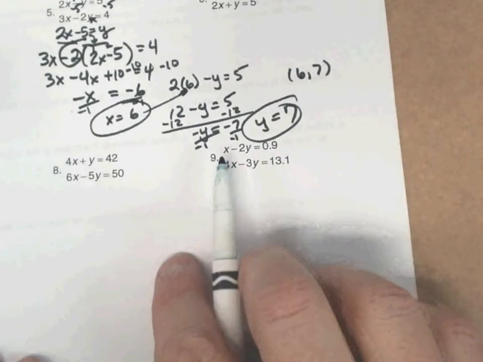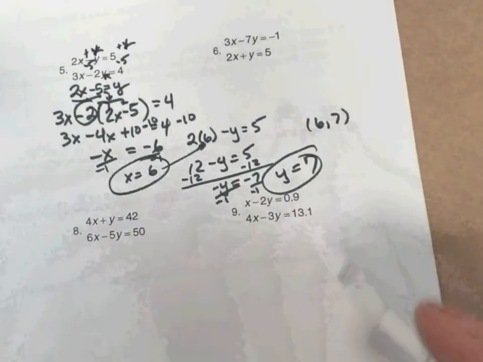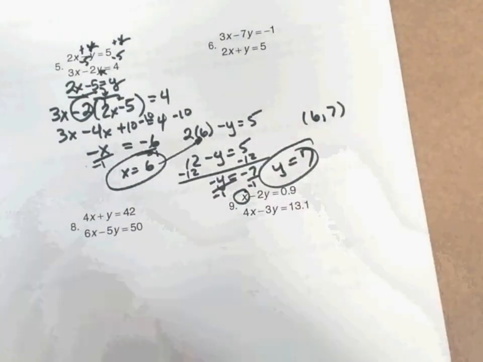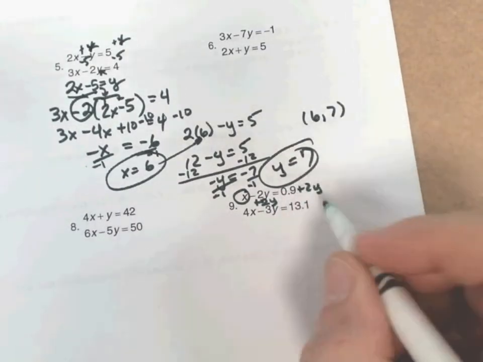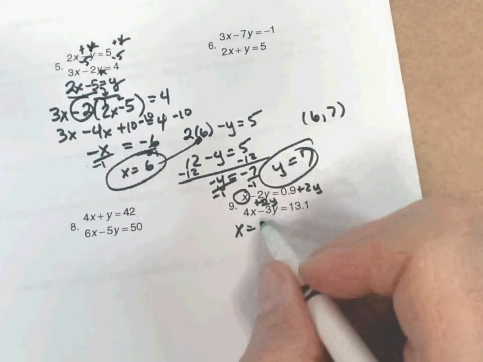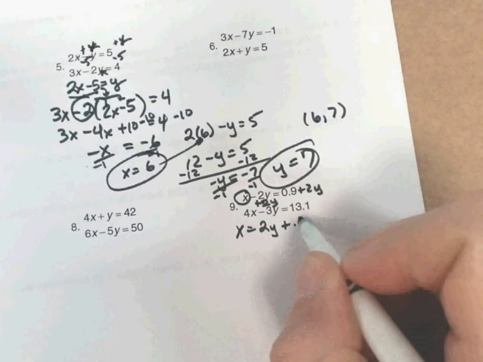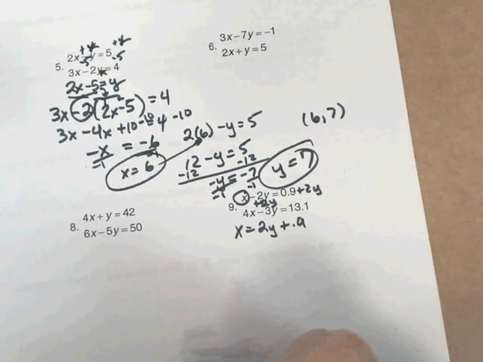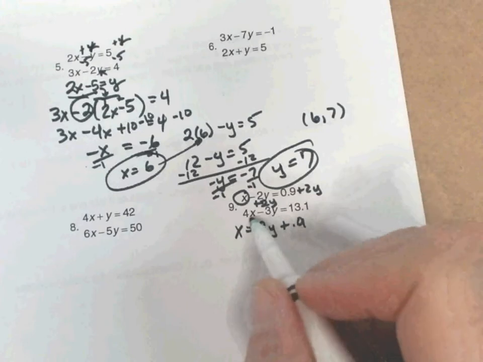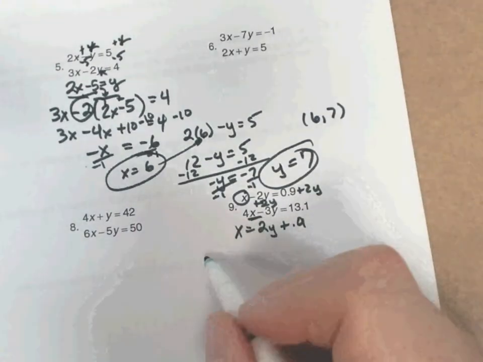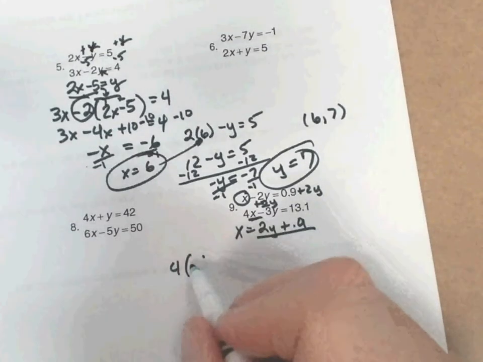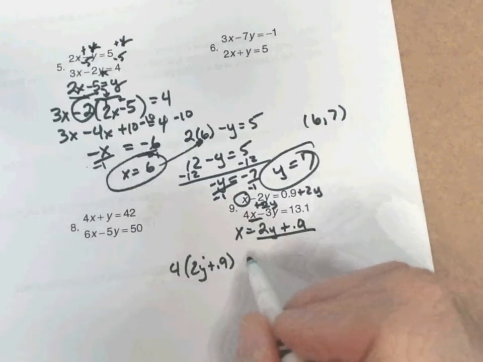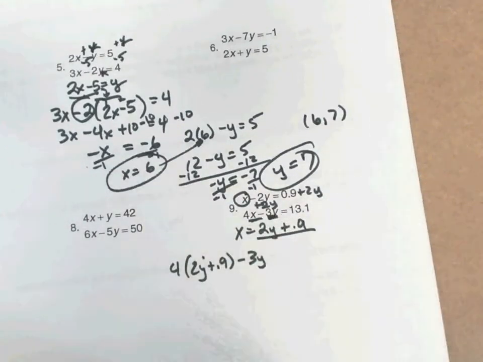I'm going to pick a value to solve for. I can either solve for x or I can solve for y. I always do use the path of least resistance. So I'm going to solve for x. That means I add 2 y's to each side. So I have x equals 2y plus 0.9. I'm going to replace this x into this equation. So it'll look like this. 4 times the x, which is 2y plus 0.9, minus a 3y. Do not forget that 3y that's there.